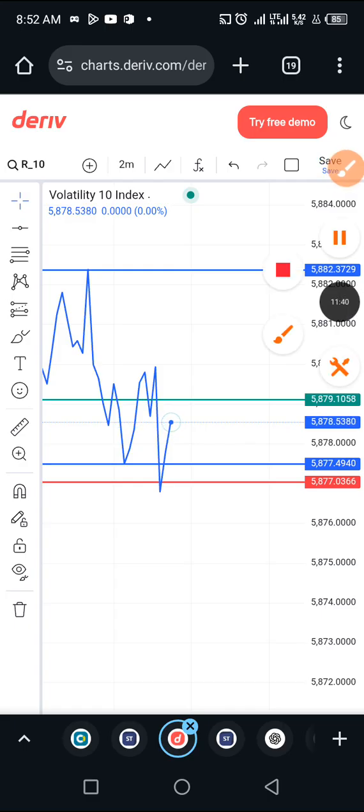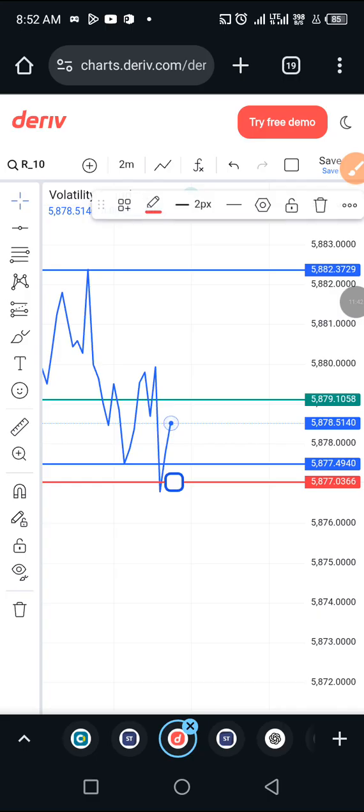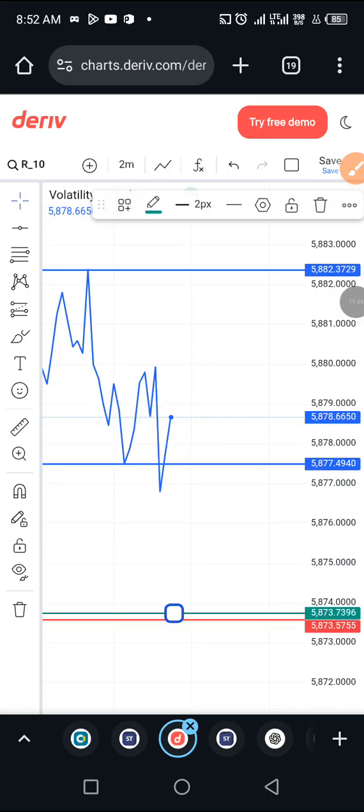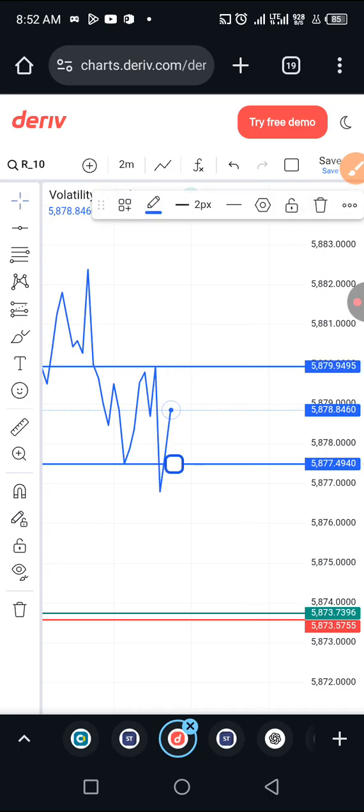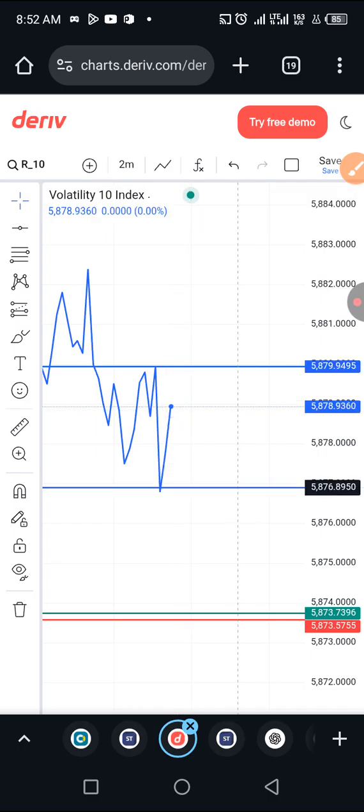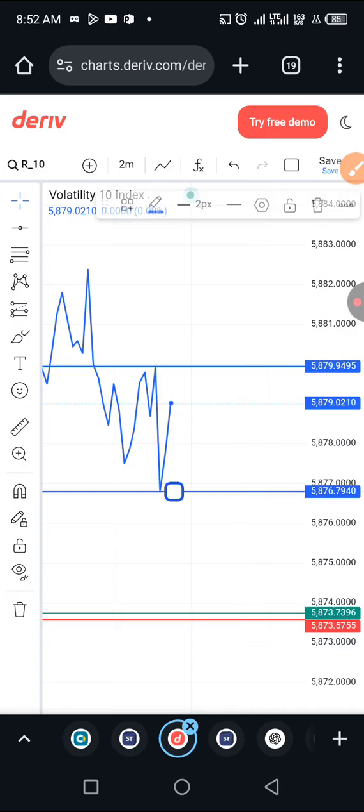Alright, let's see if there is any opportunity again. Now we are expecting the market. The market is now trending. This is good. I like trending markets. So we are expecting the market to break either the high or the low.